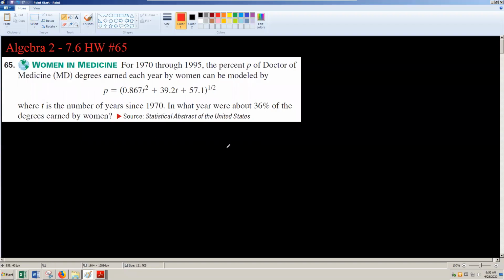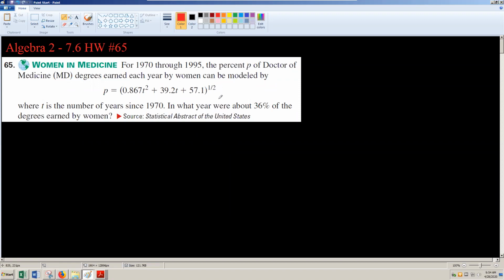All right, so 7.6 homework here, we're looking at number 65. So this is through 1970 to 1995. The percent, which is what we're calling P here, of doctors and medicine degrees earned by women each year is modeled by this function. So this thing being raised to the 1/2 makes it a square root function.